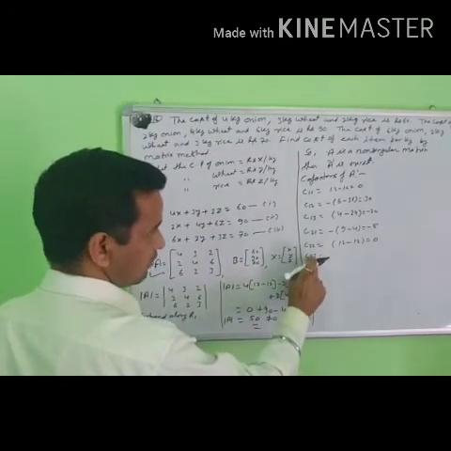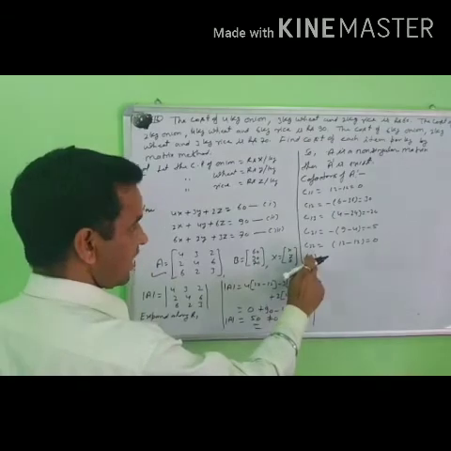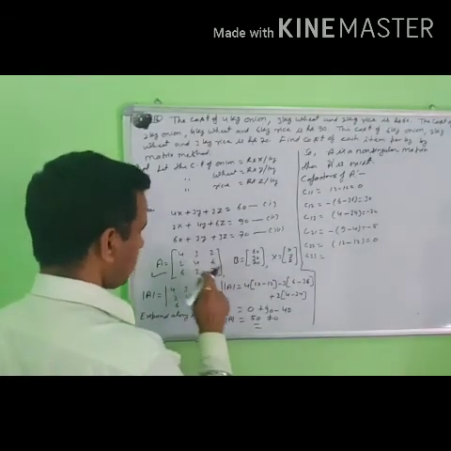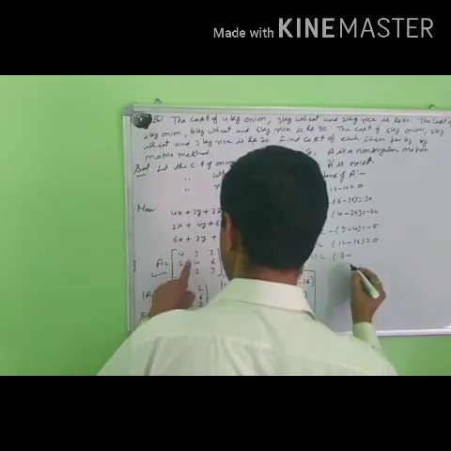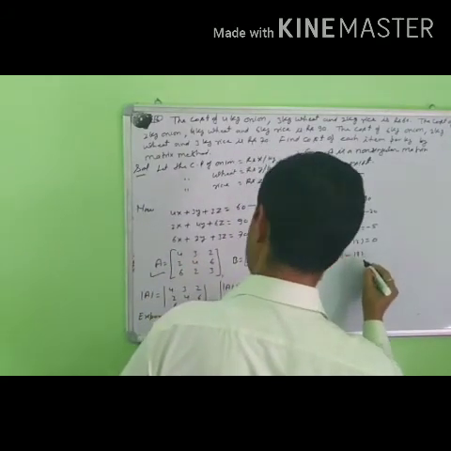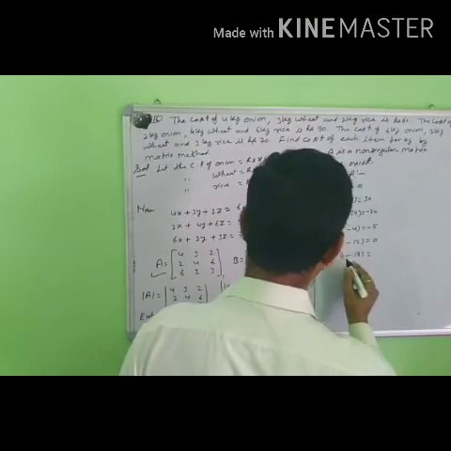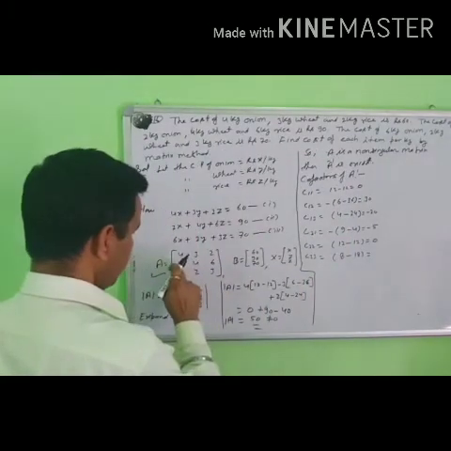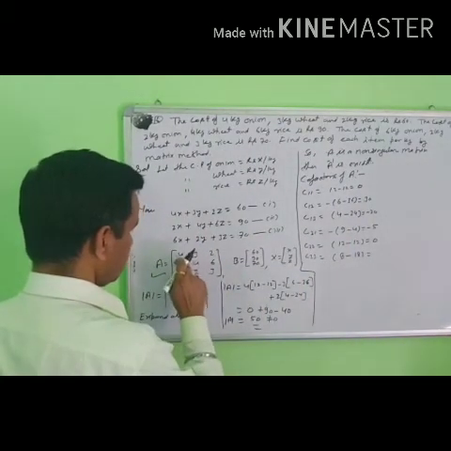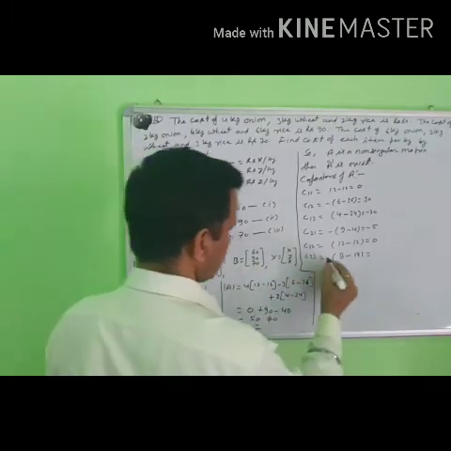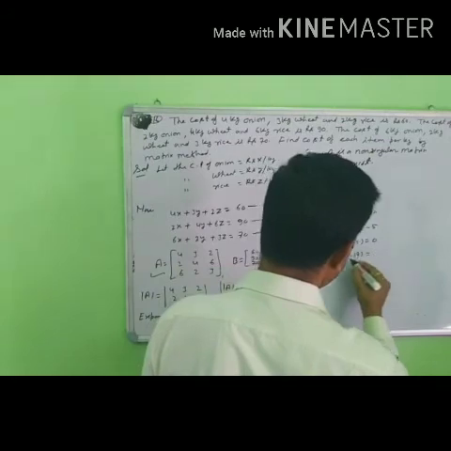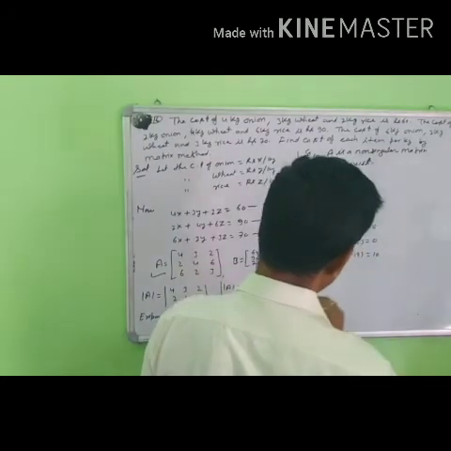Next C23 means this element. Second row, third column will be hidden, so this and this will be hidden. What is that? 4 2s are 8 and 6 3s are 18. Given the table here, this is a minus sign. This will come 18 minus 8, which is plus 10.